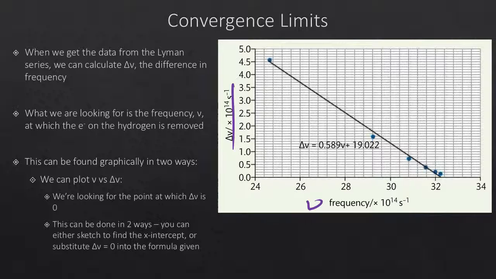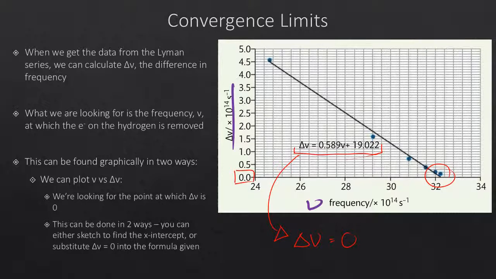So there's two different ways we can look at that. You can either sketch this and extend the line out to find our x-intercept, when this delta nu equals 0, or if you are given a formula like this, you can substitute delta nu equals 0 into this formula and calculate it mathematically.